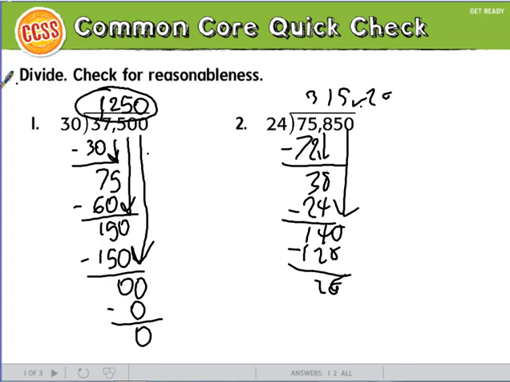Okay, so your classmates came up and did these 2 problems for us. We have 1,250, and we have 315, remainder 20. Anybody have any questions, comments, or concerns about those 2? Yes.